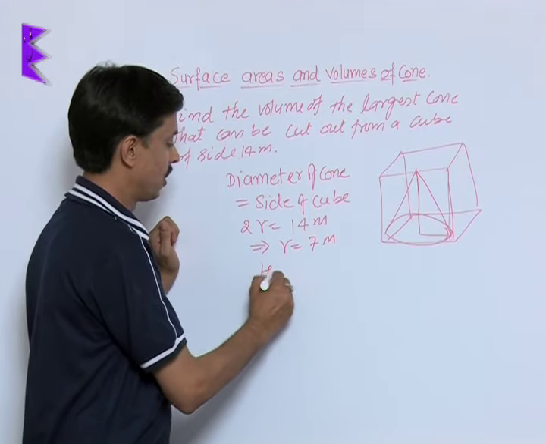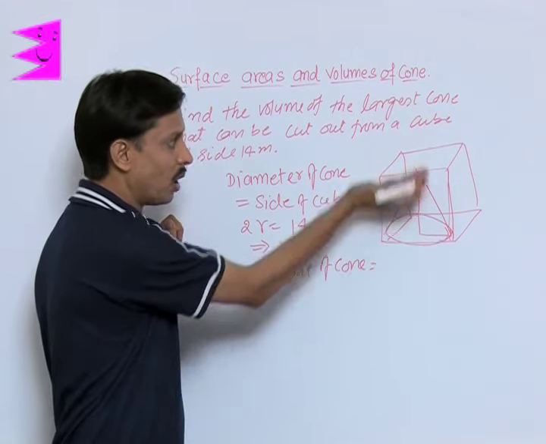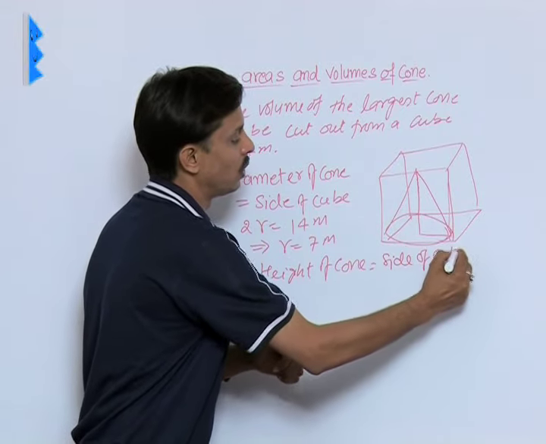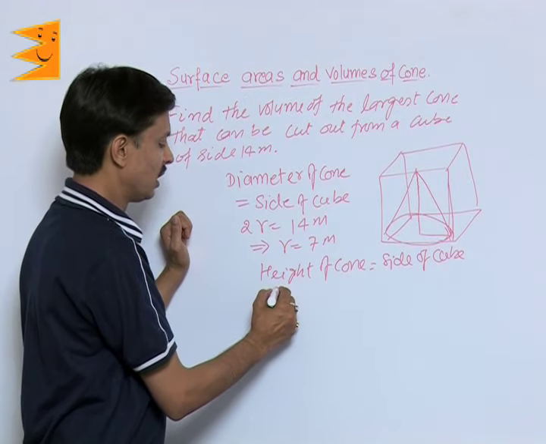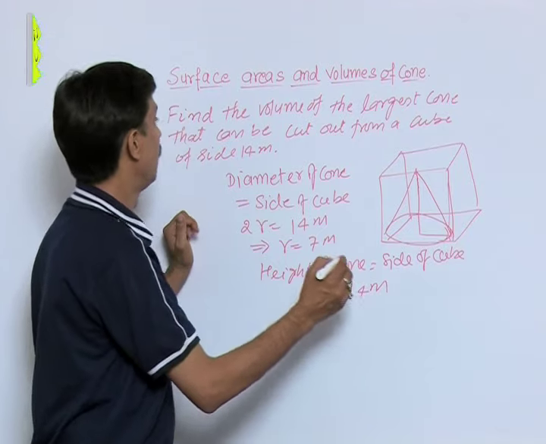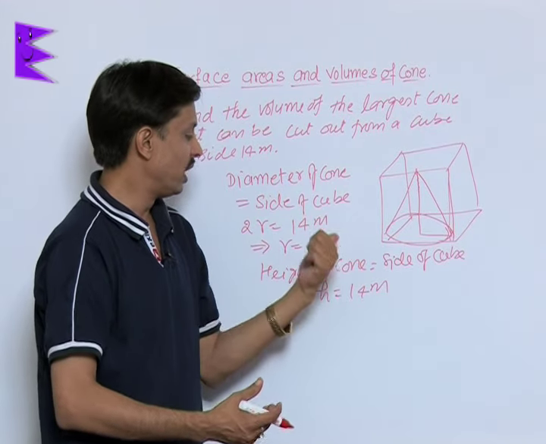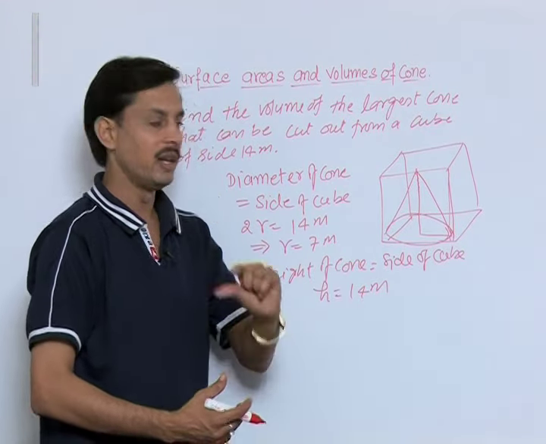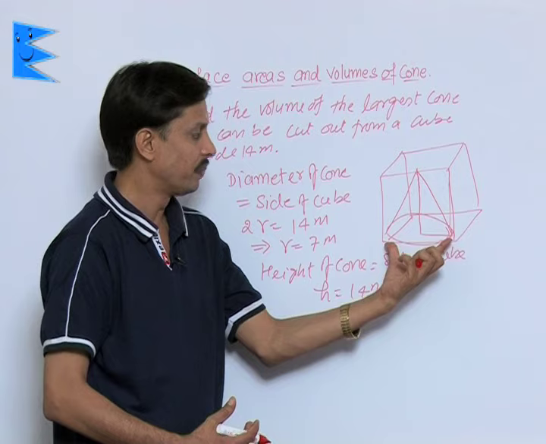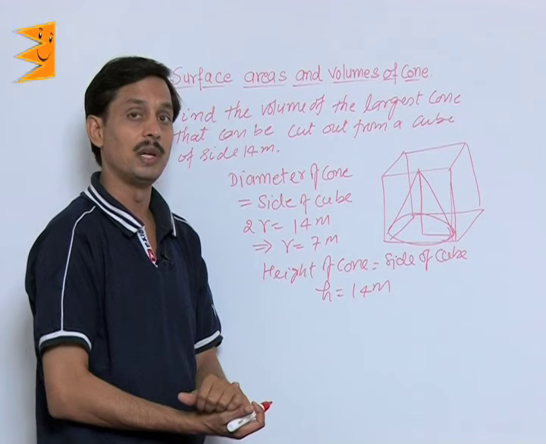Now height. The height of cone will also be equal to the side of cube. That is, the height h equals 14 meter. Find the volume of the cone. If you want to calculate the volume, we need what? Radius and height. Radius becomes 7 because the diameter is equal to the side, that is 14, because it is largest. Height is equal to total height of the cube, that is 14 meter.